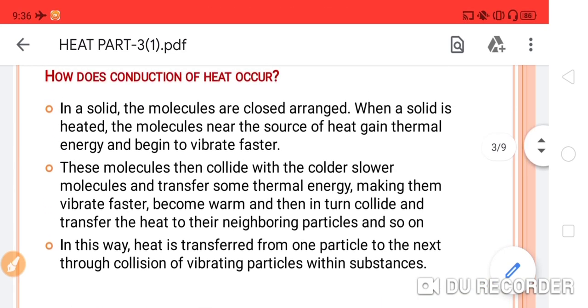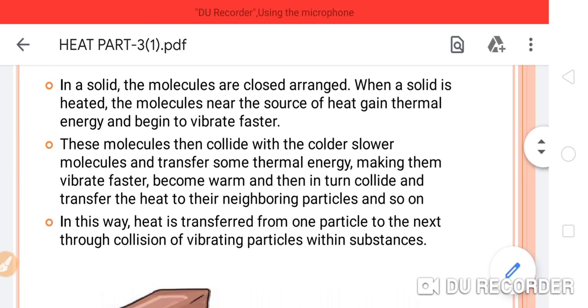Let's see what will happen when they absorb the heat. The molecules near the source of heat gain thermal energy, meaning the molecules over the burning candle absorb the heat from the source and start vibrating. Why? Due to the absorption of the heat. But they can't move here and there because they are compactly packed in this solid substance. That is the reason behind it.